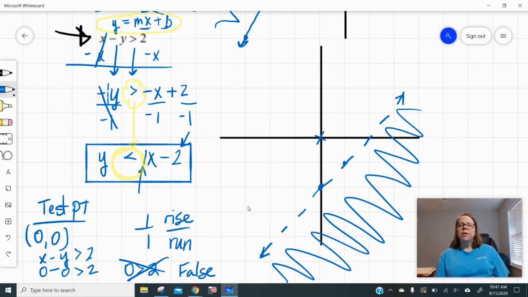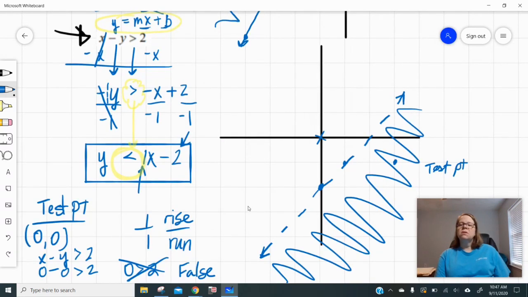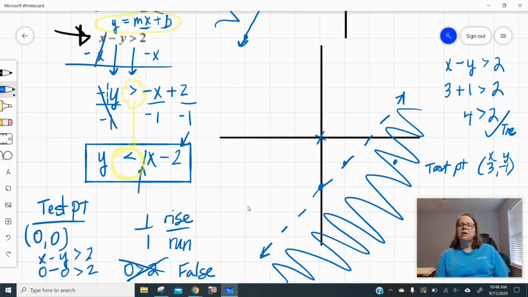Okay, so I could test a point. I could go right 3 and down 1, and I could just test that point. So I could make a test point at 3, negative 1. Okay, so remember, we're plugging into the original. So the original inequality was x minus y is greater than 2. So this is my x and my y. X is 3 minus y is negative 1. So minus negative is plus 1. And so 3 plus 1 is 4. Is 4 greater than 2? Yes, that's a true statement. True. So that means this is a solution and it should be in the shaded section.